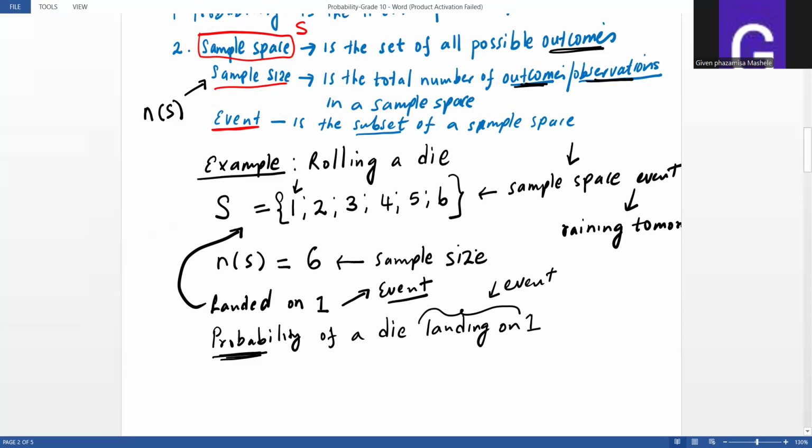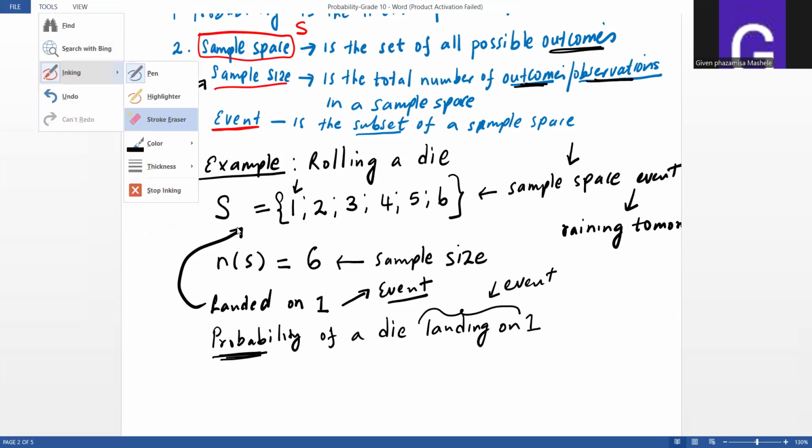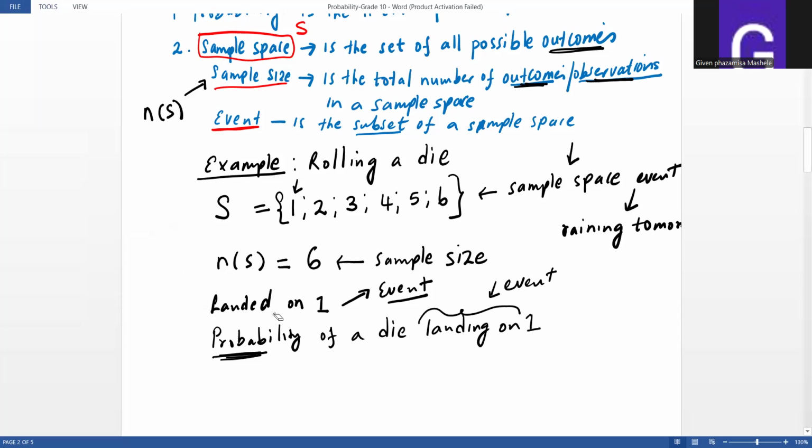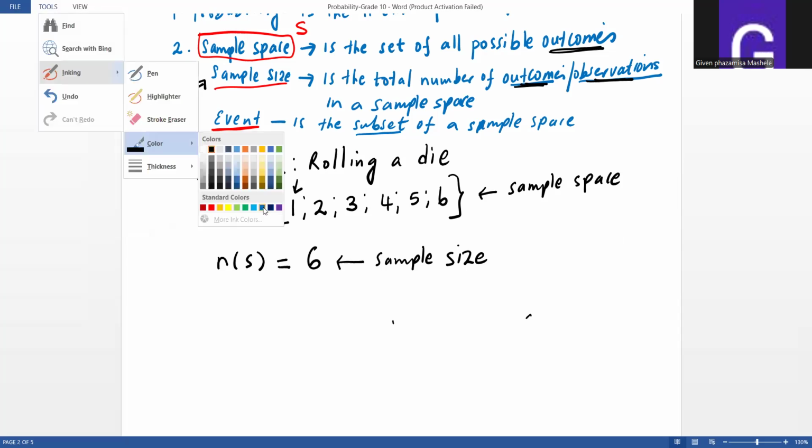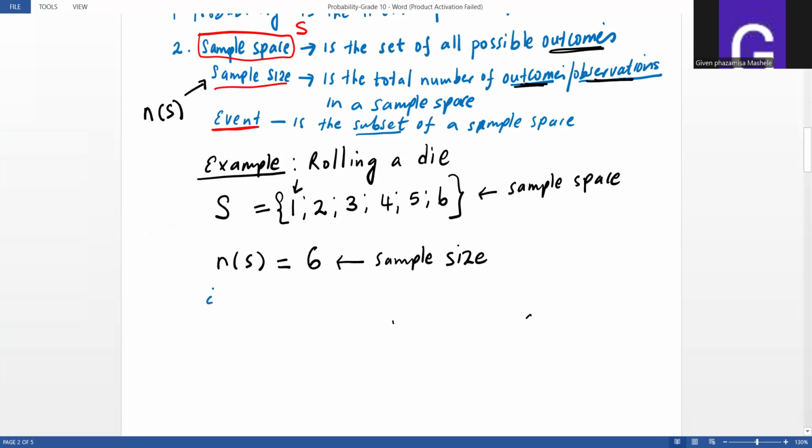And this landing on 1, we can get it from our sample space. So now we are able to give an example of a sample size and also a sample space. Another example. Let's do another example. Let me call this example 2.